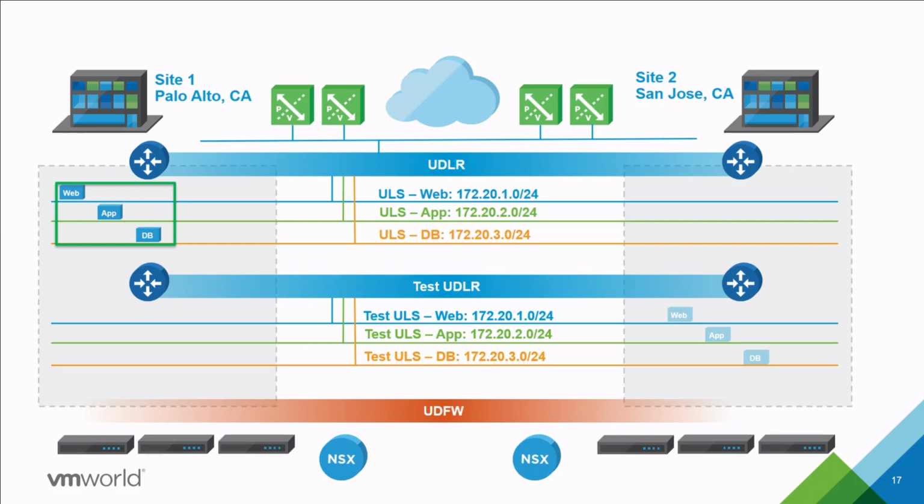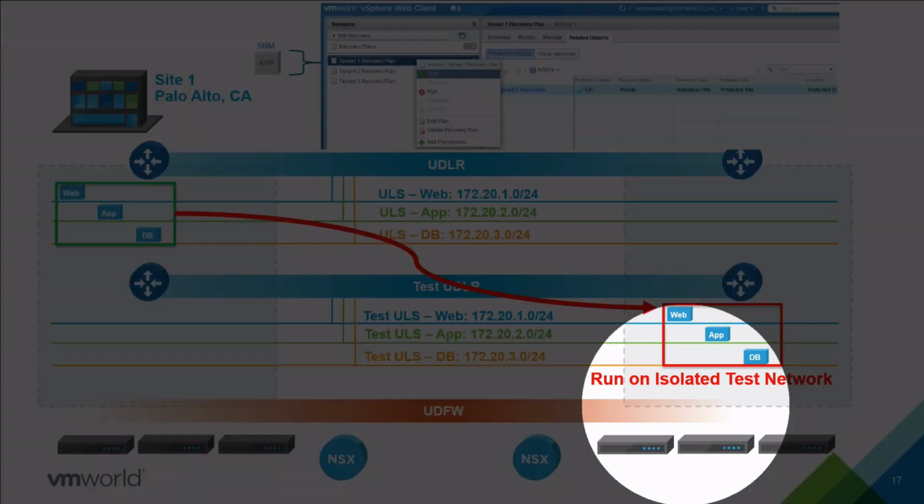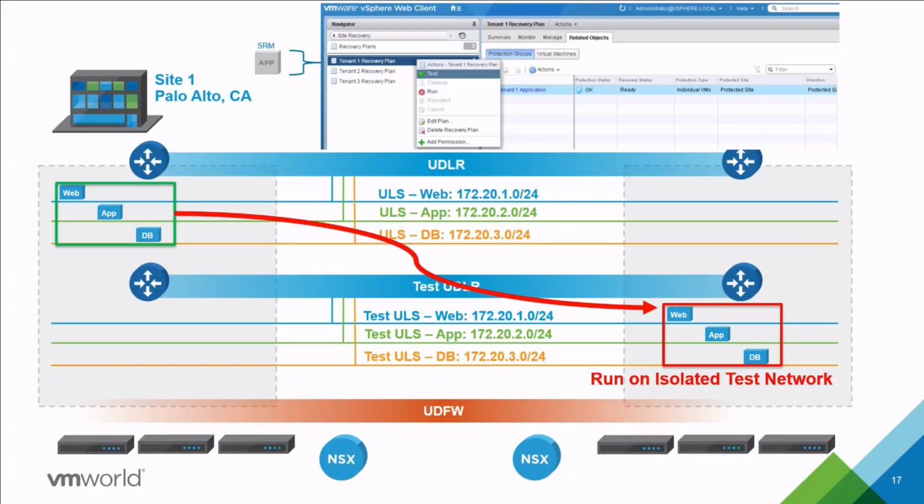So what happens is when SRM or whatever tool you're using, you run that test, it can bring up these workloads. You can configure it so it brings up these workloads on the test network. So now your application will come up on the test network. It will have that exact same IP address. It'll have the exact same security policies, and there'll be no disruption to your production environment because you're running on a completely isolated test network. So pretty cool stuff here. And again, in my opinion, one of the best things about using NSX and some kind of DR tool together.